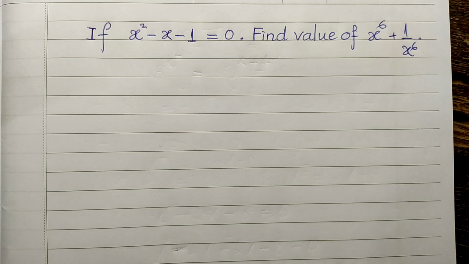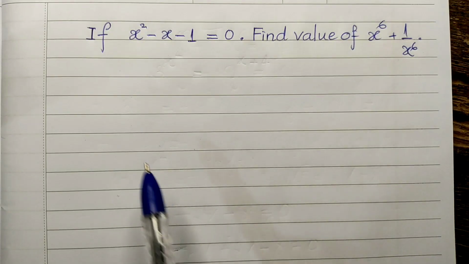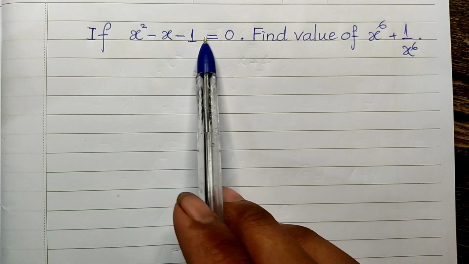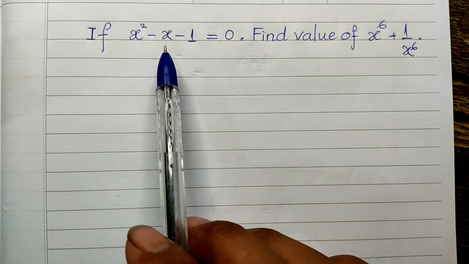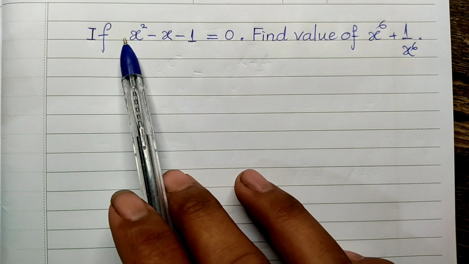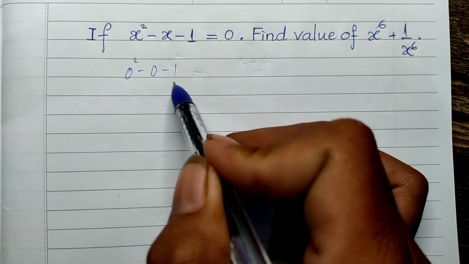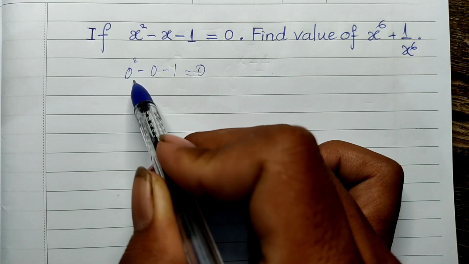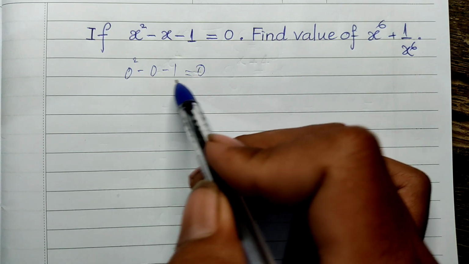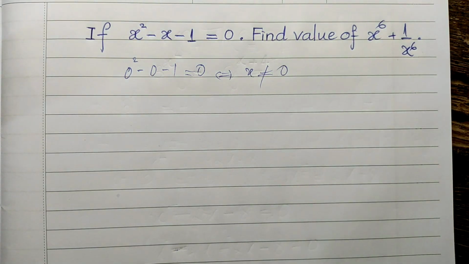We go to the solution together. You see our equation x squared minus x minus 1 equals 0. If I replace x by 0, we get 0 squared minus 0 minus 1 equals 0, which is not a valid equation. So x will not equal 0.